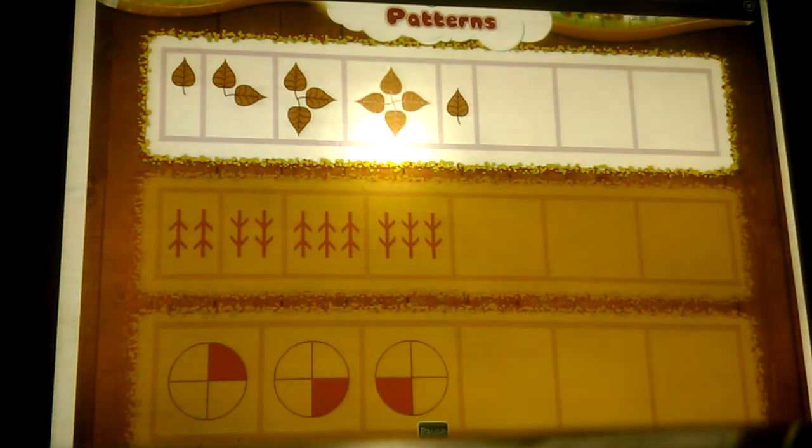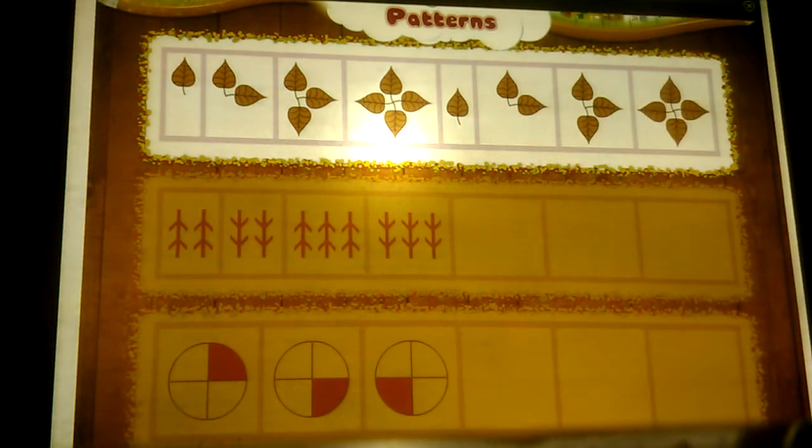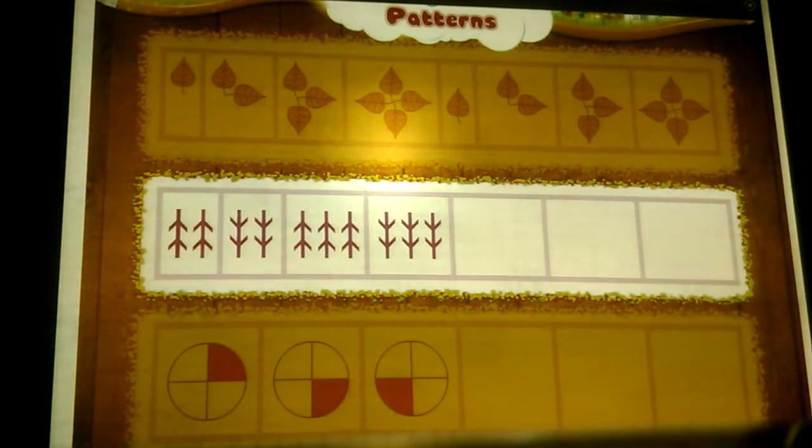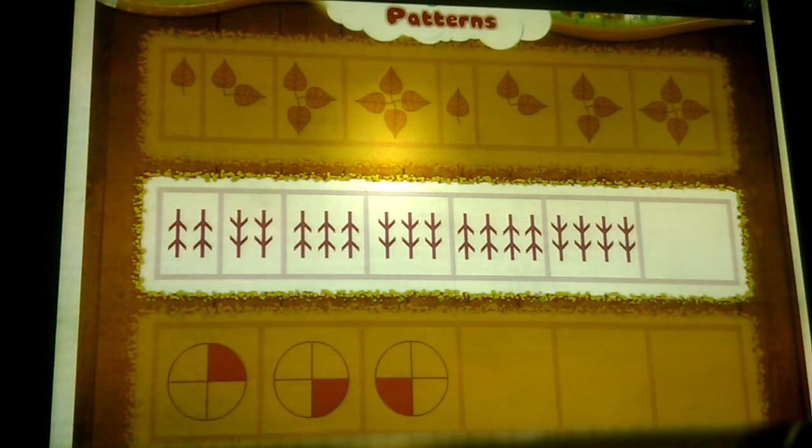In the fifth box, we can see a single leaf again. So, in the next box, arrange 2 leaves, then 3 leaves, and 4 leaves in the last box, and thus complete the pattern. See the second pattern now. In this pattern, 2 erect and 2 inverted, and then 3 erect and 3 inverted patterns are given. So, the next boxes will have 4 erect and 4 inverted, and then 5 erect patterns.